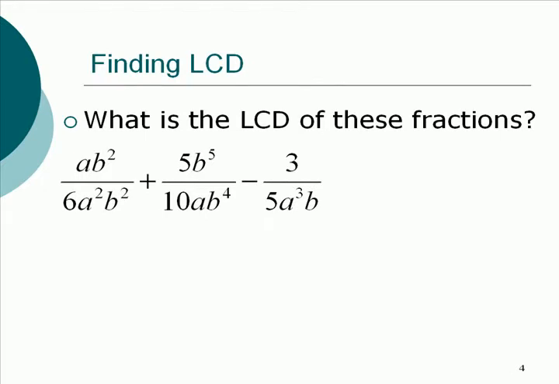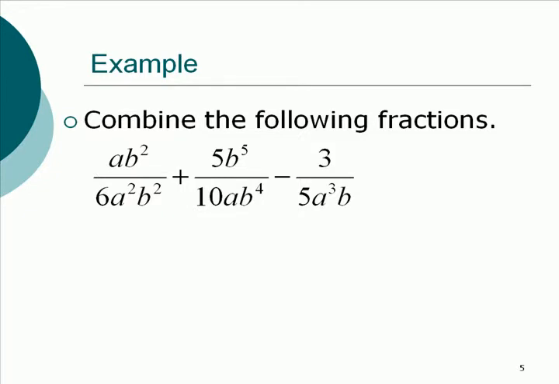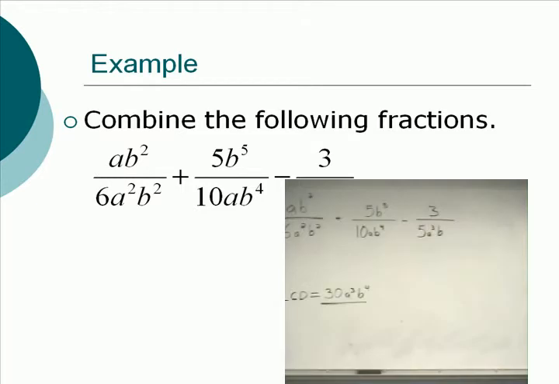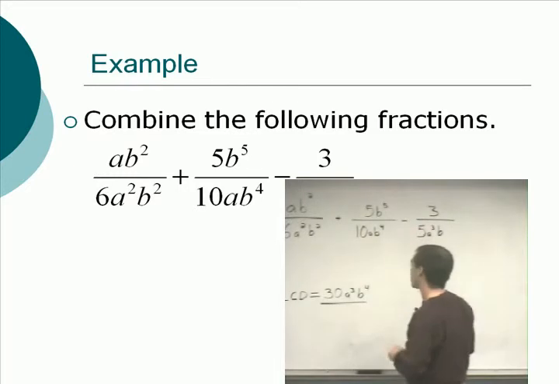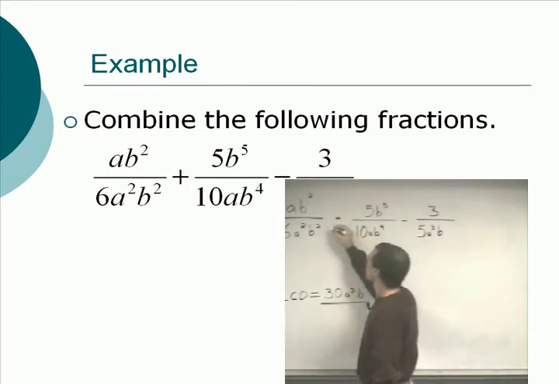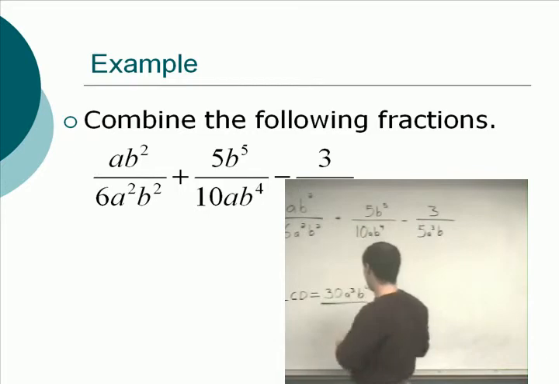Well, the natural question to ask then is, what do you get when you add them up? Or combine them, I should say. We are subtracting off the last one. So let's combine them. We need to change each one of those now so that they have a common denominator. So let's do it like this. We're going to multiply each one of these fractions by some value so that we have a common denominator.